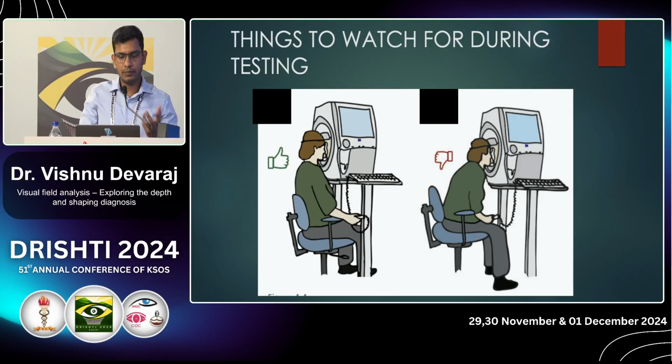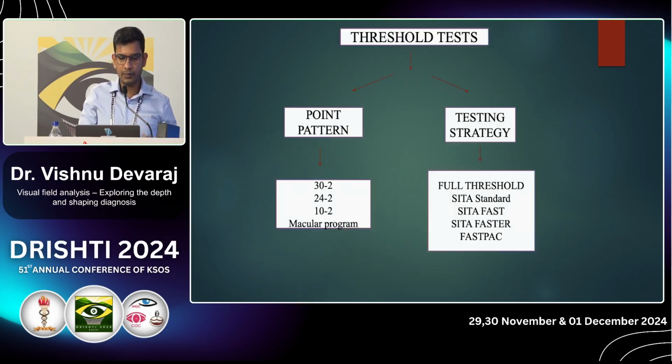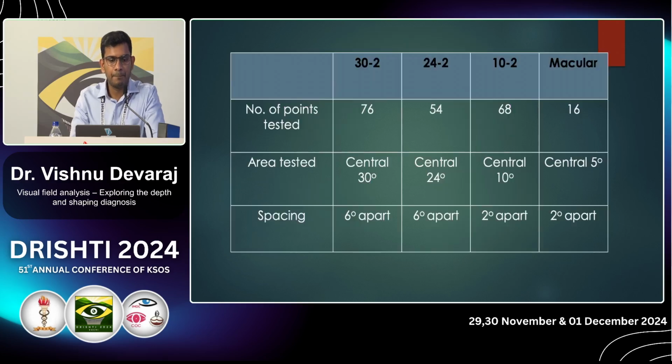So things to watch, we have to see the proper ergonomics of the patient, if they are seated properly. The testing programs include 30-2, 24-2, and the 10-2 macular program, which measures 76, 54, and 68 points, 6 degrees apart. And the strategies include full threshold, SITA Standard, SITA Faster, and SITA Fast. So these are the point distributions we all know.